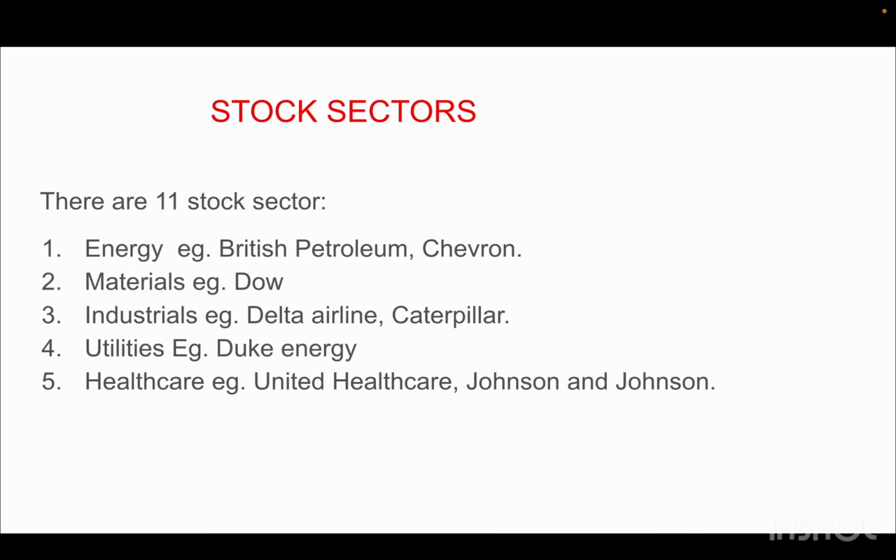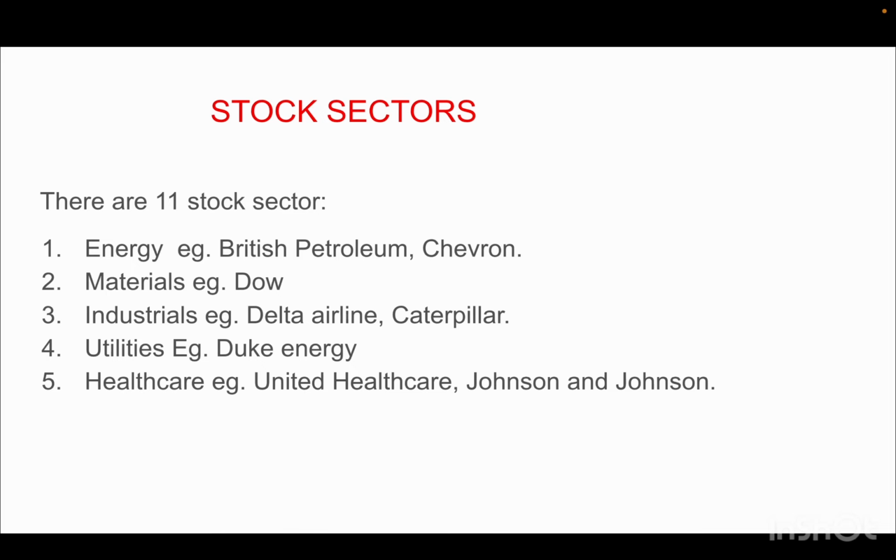Number two is materials. The materials sector includes companies that produce chemicals, glass, paper, forest products, packaging, construction materials, etc. And then we have the industrials.